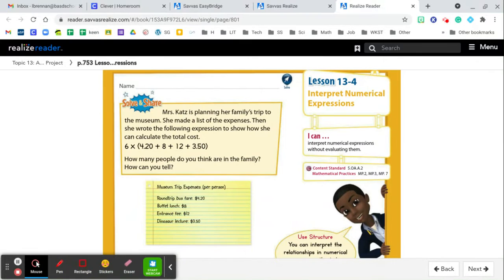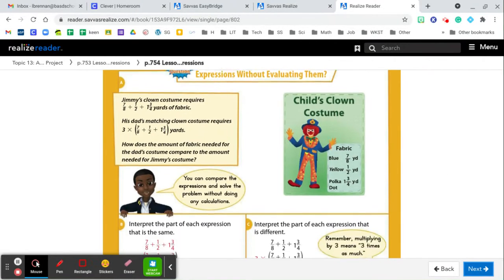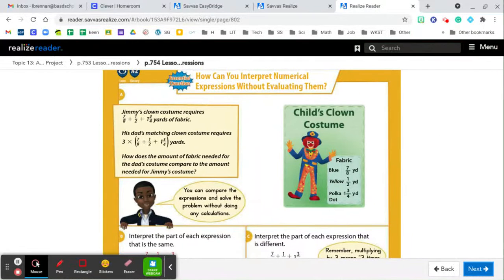So we're interpreting, we're taking a look at expressions and trying to figure something out from the math. So how can you interpret numerical expressions without evaluating them? So you notice I didn't solve that one, I just interpreted.